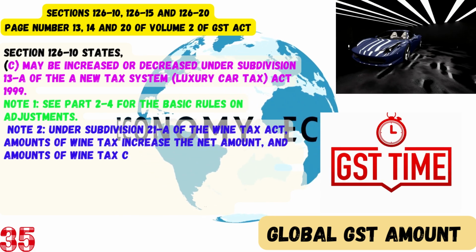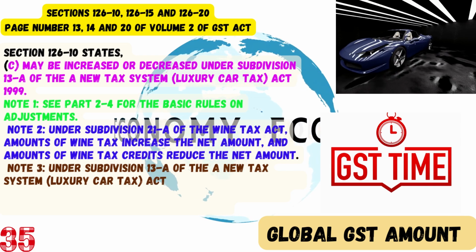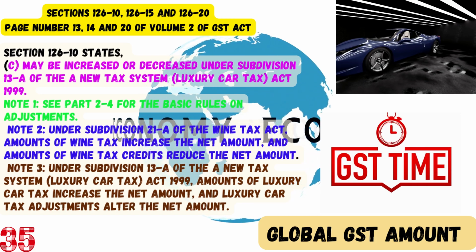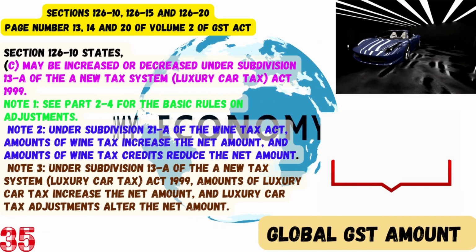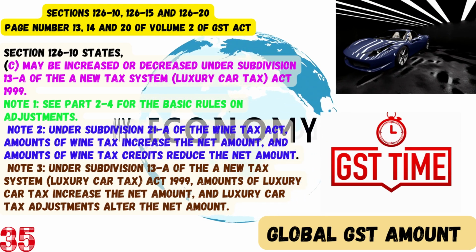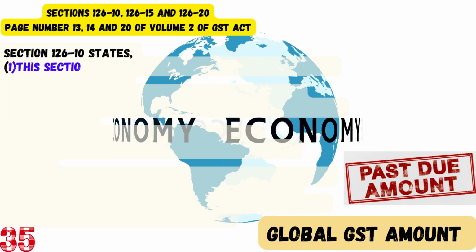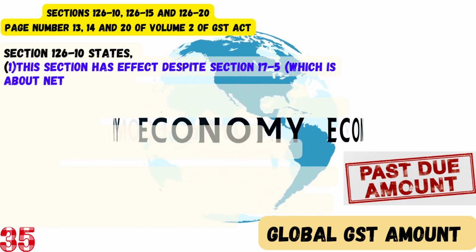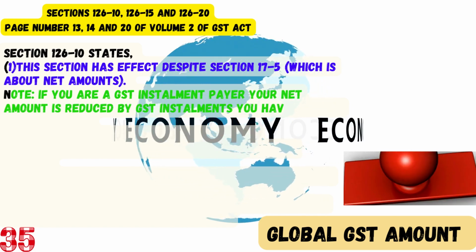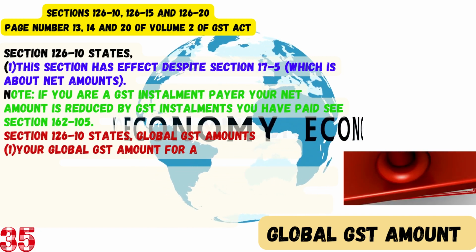See Part 2 to 4 for the basic rules on adjustments. Note 2. Under subdivision 21A of the Wine Tax Act, amounts of wine tax increase the net amount, and amounts of wine tax credits reduce the net amount. Note 3. Under subdivision 13A of the A New Tax System (Luxury Car Tax) Act 1999, amounts of luxury car tax increase the net amount, and luxury car tax adjustments alter the net amount. 2. This section has effect despite section 17 to 5, which is about net amounts. Note: if you are a GST installment payer, your net amount is reduced by GST installments you have paid. See section 162 to 105.